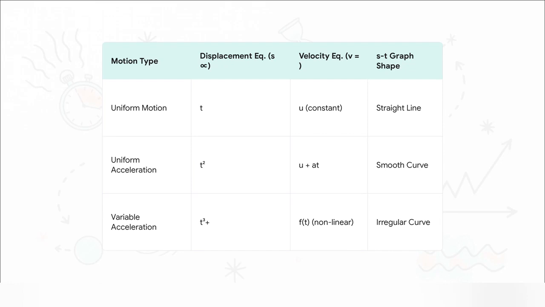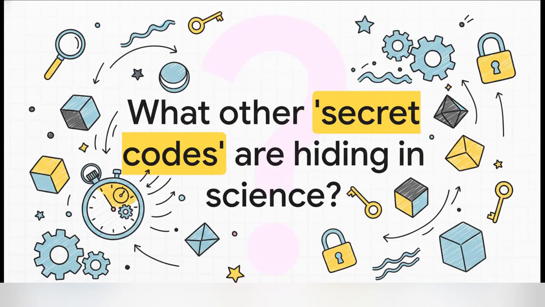This right here is your main takeaway. If you can master this table, you'll be able to read the story of any object's motion, no matter how they throw it at you. So, the secret code, it isn't so secret anymore, is it? Just by looking for the power of t, you've unlocked a way deeper understanding of motion. And that just leaves me with one final question for you. Now that you know how to read these equations like a story, what other secret codes do you think are out there, just hiding in the language of science?